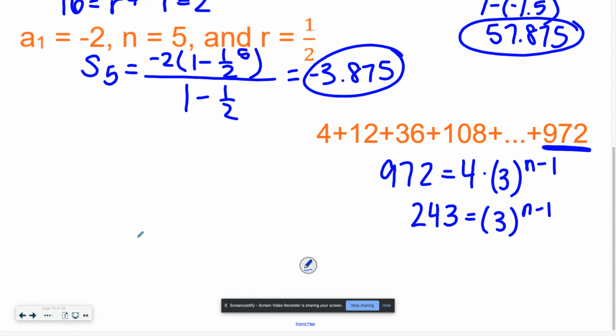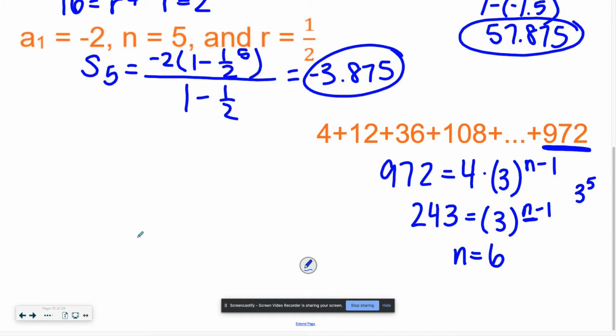now we're going to get to a point in the logarithms chapter where we're going to be able to solve this without doing guess and check. But if you notice, if I keep saying 3 to the 5th power, 3 to the 4th power, 3 to the whatever power, I'm going to end up with 243. So if I say that 3 to the 5th power equals 243, then that means n must be 6.